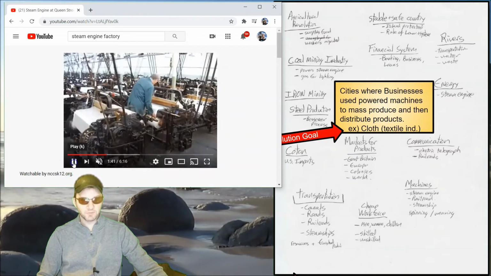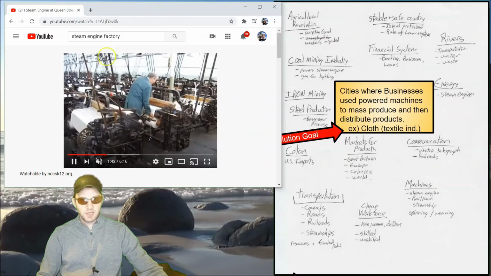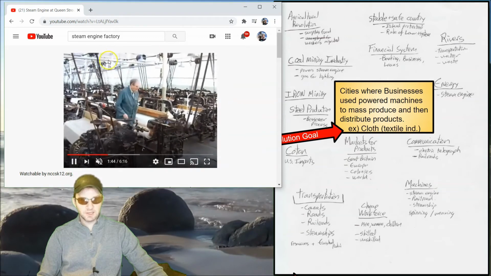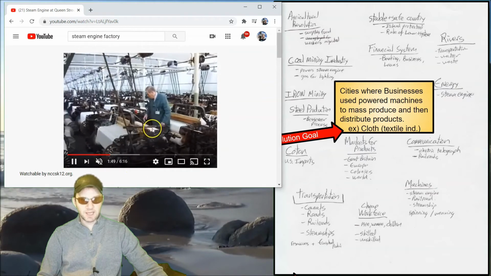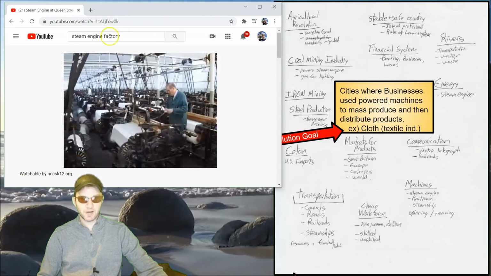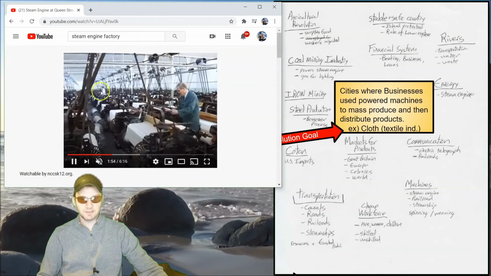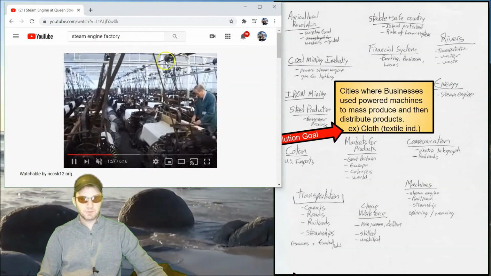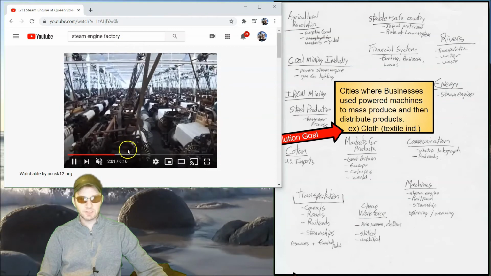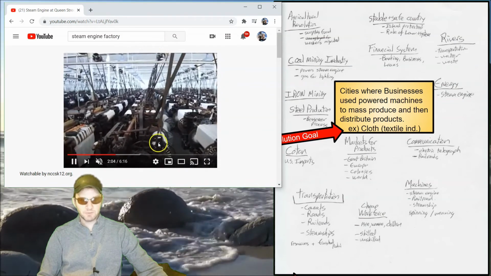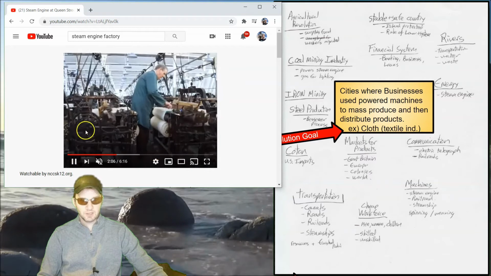Okay, so now we take rotational energy and we're rotating up here in the ceiling and we're connecting these bands. These are not cables, but they're leather strap bands. And up top is rotating, and then we just take the strap and it makes the machine rotate down there. You're taking the rotation from up top through a strap.